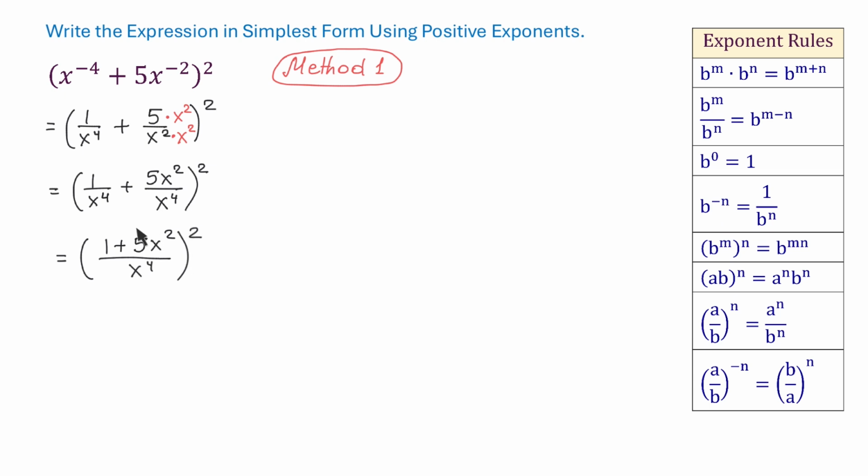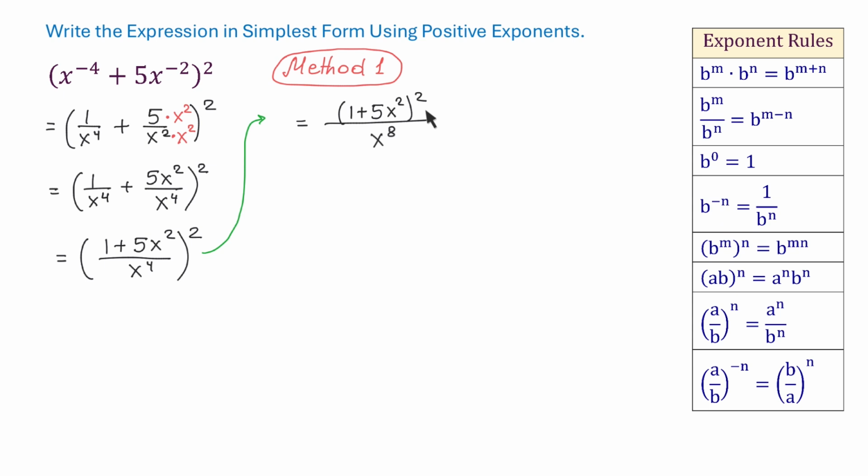Now inside the parentheses we have a quotient, and according to the quotient to power rule, we will raise both the numerator and the denominator to the second power. In the numerator, we will have (1 plus 5x squared) all squared, and in the denominator, when we raise x to the fourth power to the second power, according to the power rule, we need to multiply the exponents. So then, 4 times 2 is 8, so we will have x to the 8th power.